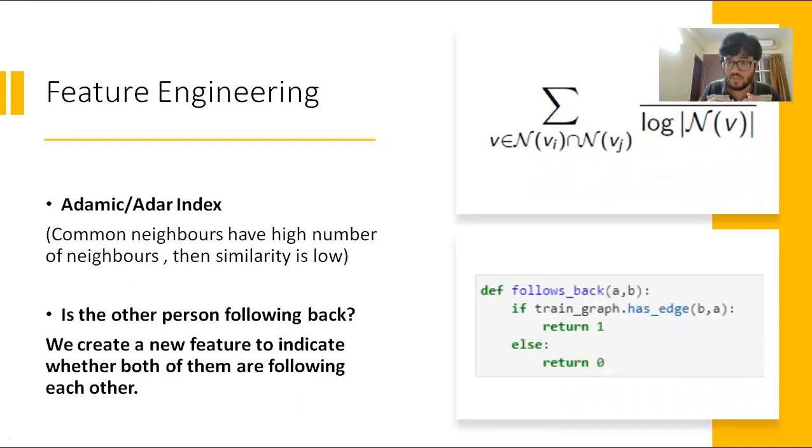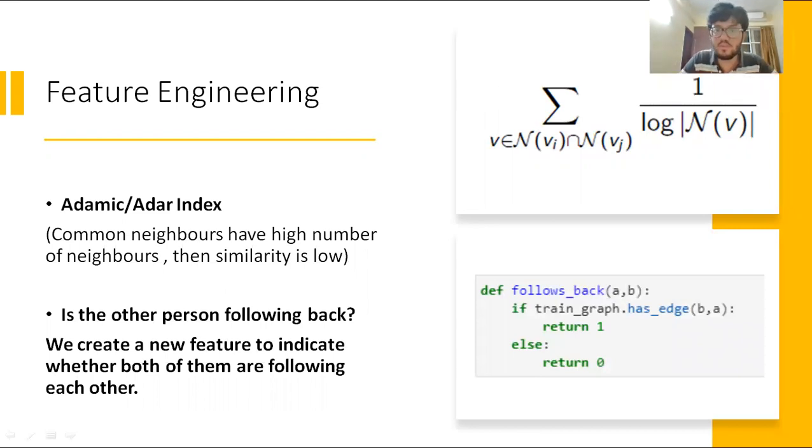Going to the next feature, we used the Adamic-Adar index. The intuition and the formula for it are here. The basic intuition is that between two given nodes, we find the common neighbors, then we go to each of those neighbors and see how many neighbors it has. If it has very few neighbors and it is connected to VI and VJ, that means it is very likely that these two should also know each other. Therefore, it is inversely proportional to the number of neighbors of the neighbor. This is the intuition behind it, and this was used to compute the features in our data set.